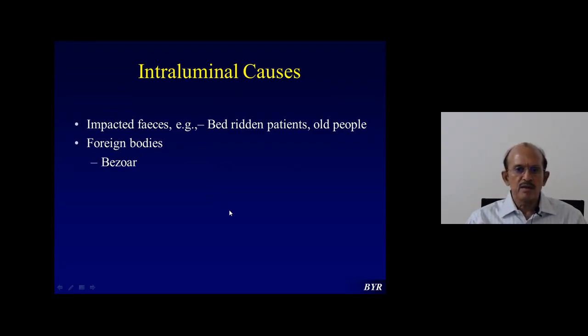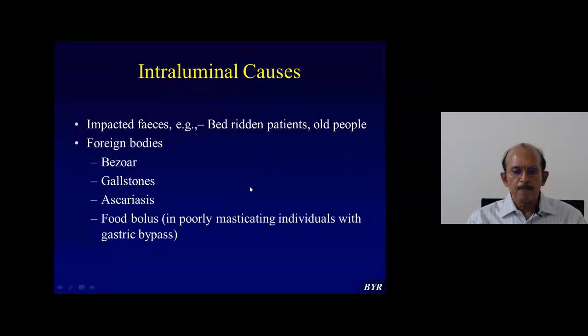Then foreign bodies like bezoar, gallstones, ascariasis, food bolus. Normally, whenever a person takes a food bolus, he can swallow only that much amount which his cricopharyngeal junction permits. If the cricopharyngeal junction doesn't permit, then what happens? That will be thrown again into the mouth. The person has to swallow it in small pieces.